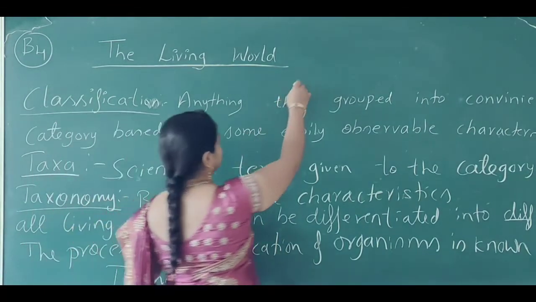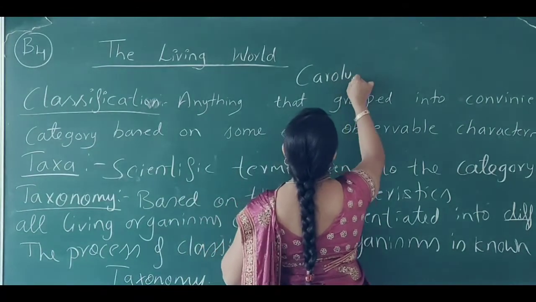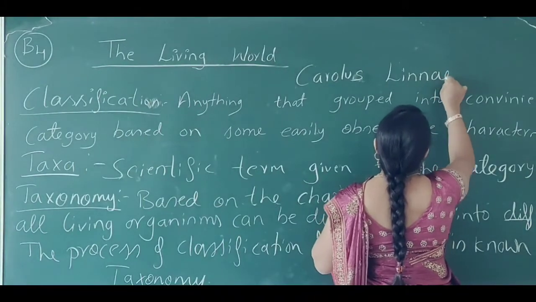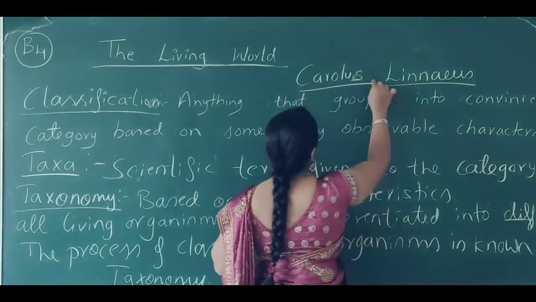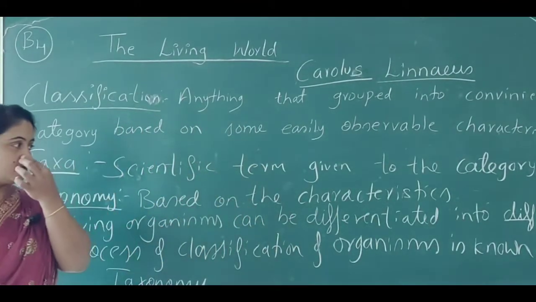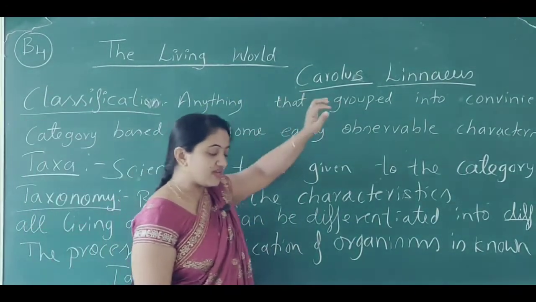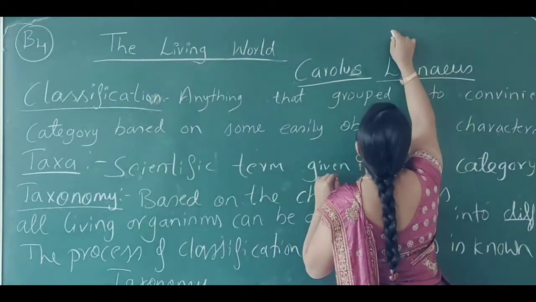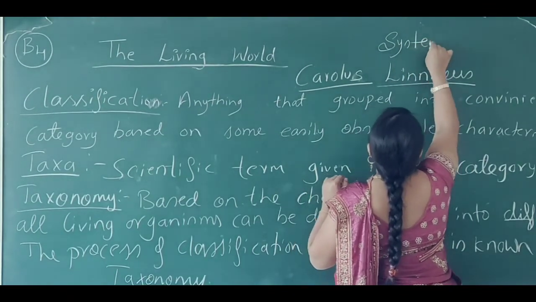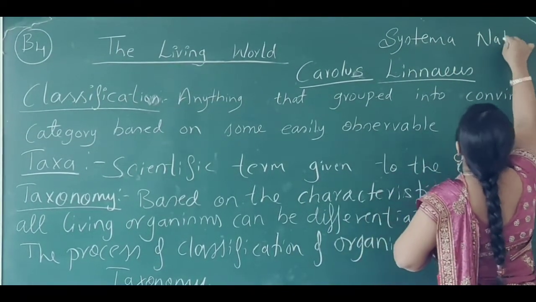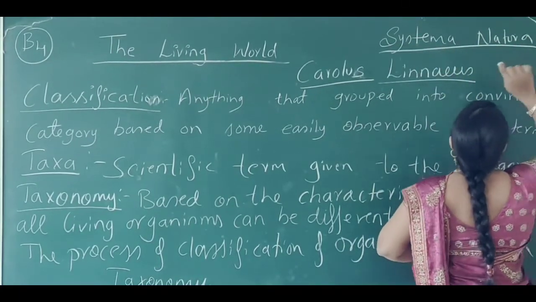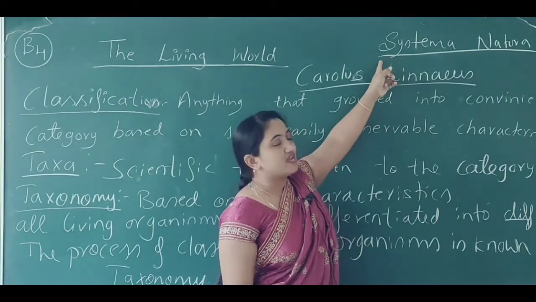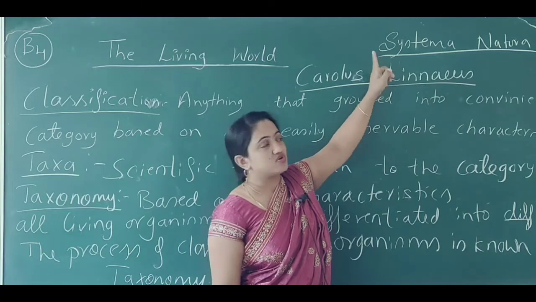And who discovered this? Carolus Linnaeus. He was the one who described all this. Carolus Linnaeus's first book was Systema Naturae. It is just a title he gave to that book. He wrote one book and the title of the book is Systema Naturae.